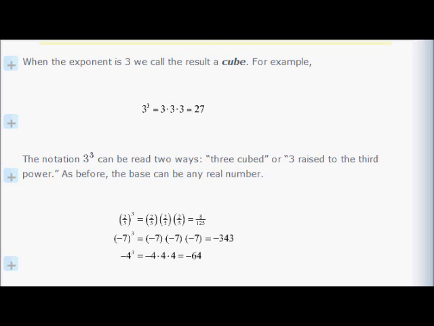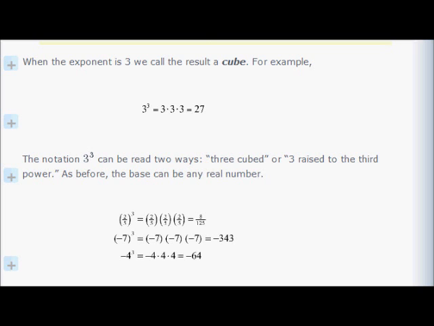Okay, now we take away parentheses to show you that negative 4 cubed equals negative 4 times 4 times 4, which equals negative 64. In this case, you do have a negative in the result, and you did in the previous example as well.